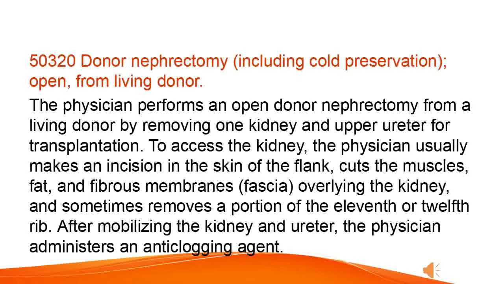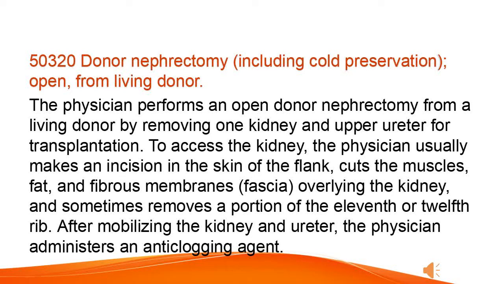Renal transplantation. Donor nephrectomy, including cold preservation, open, from living donor. The physician performs an open donor nephrectomy from a living donor by removing one kidney and upper ureter for transplantation. To access the kidney, the physician usually makes an incision in the skin of the flank, cuts the muscles, fat, and fibrous membranes, fascia, overlying the kidney, and sometimes removes a portion of the 11th or 12th rib.